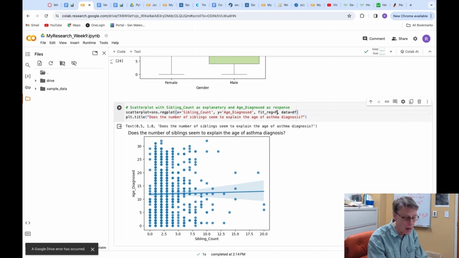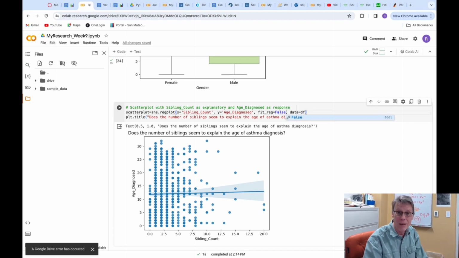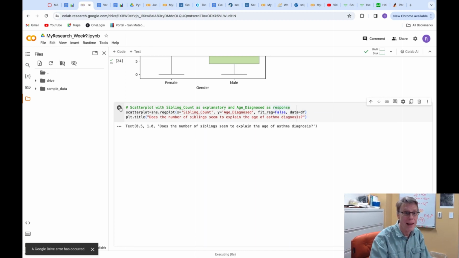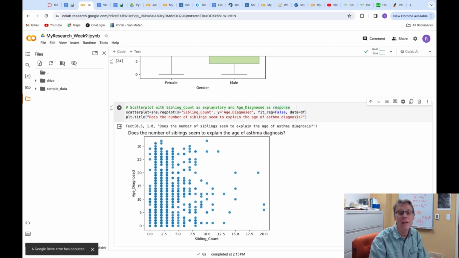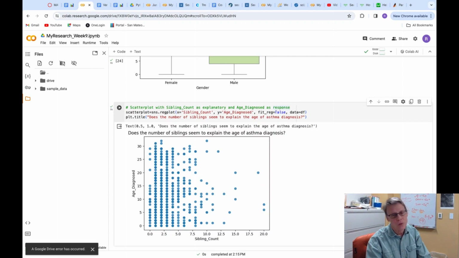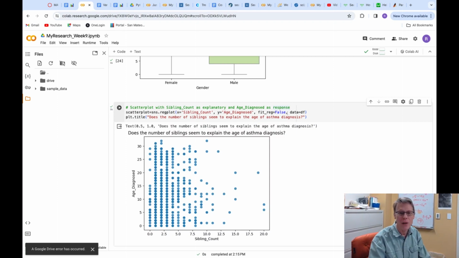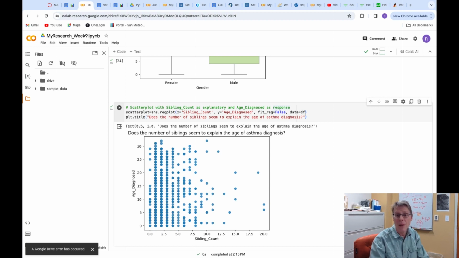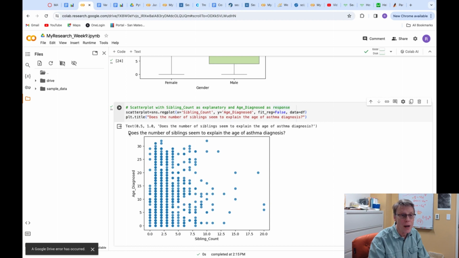If your dots lined up, it would be nice to know what line was the best model for those lined up dots, right? So anyway, I'm putting mine as False because the line's not helping me with anything. And then tell it what the data is. The data is all coming from df. And then this title, so that up here it says, does the number of siblings seem to explain the age of asthma diagnosis? Okay, that's it. See you in class. Bye.